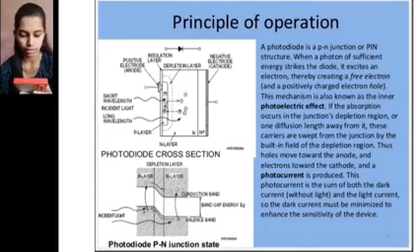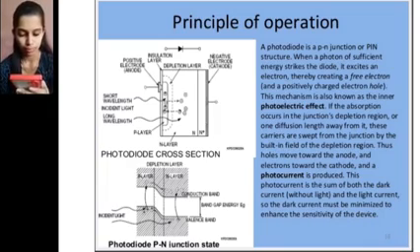Principle of photodiode operation. A photodiode is a PN junction or PIN structure. When a photon of sufficient energy strikes the diode, it excites an electron, thereby creating a free electron and a positive charge electron hole. This mechanism is also known as the inner photoelectric effect.